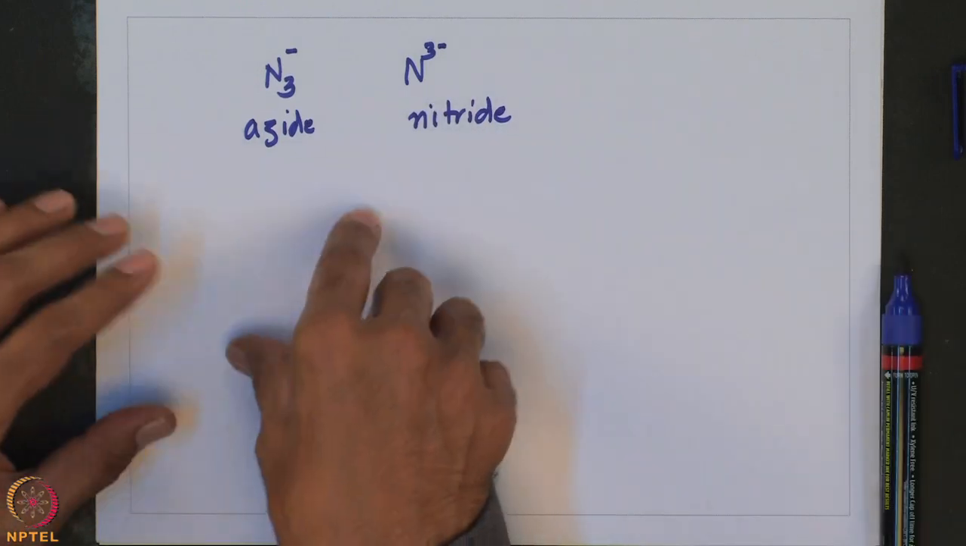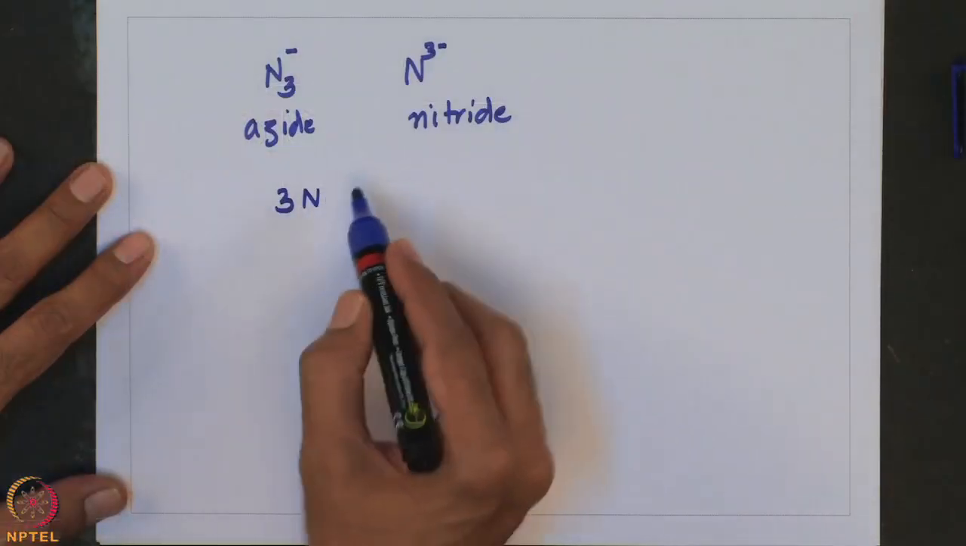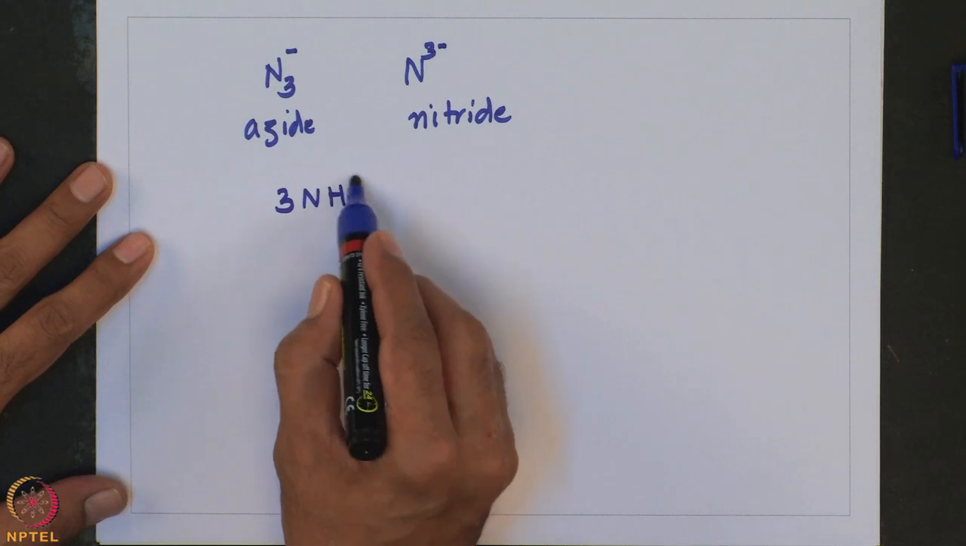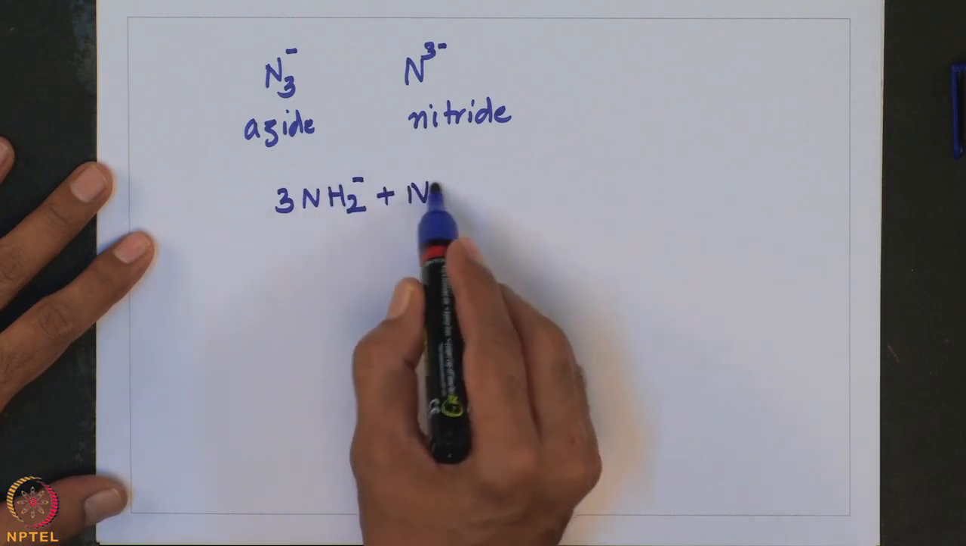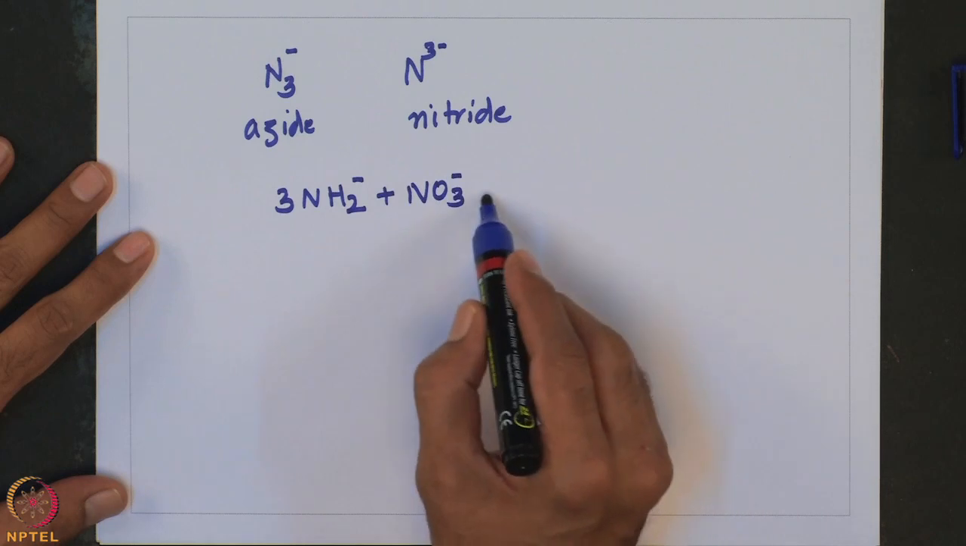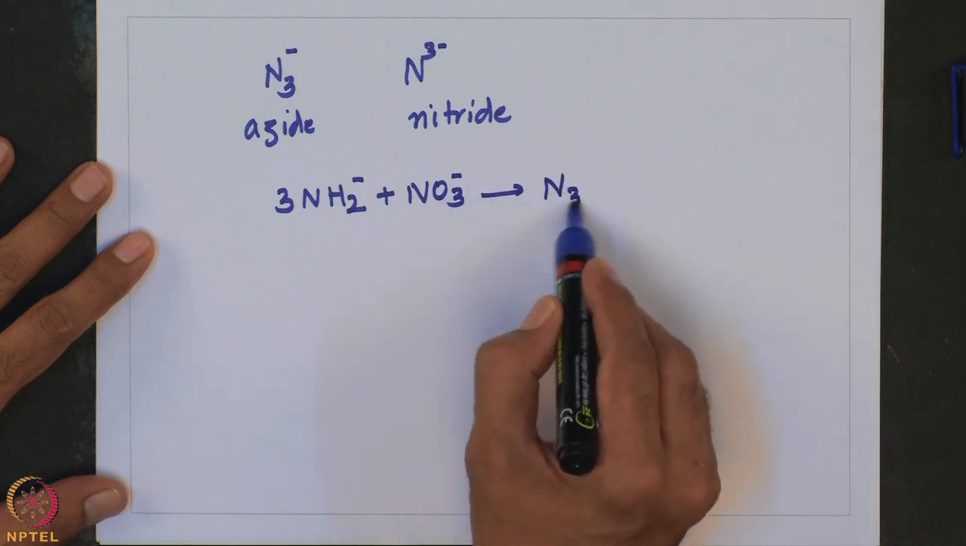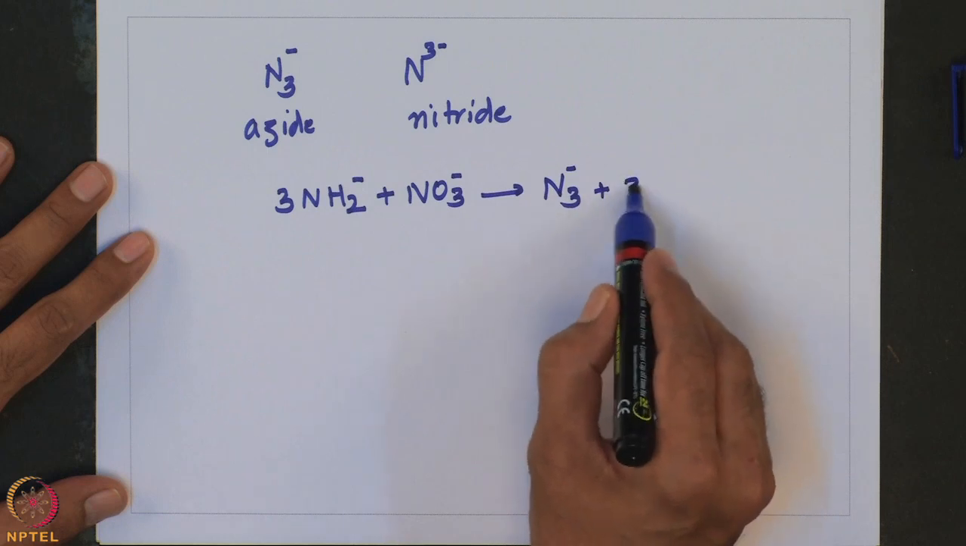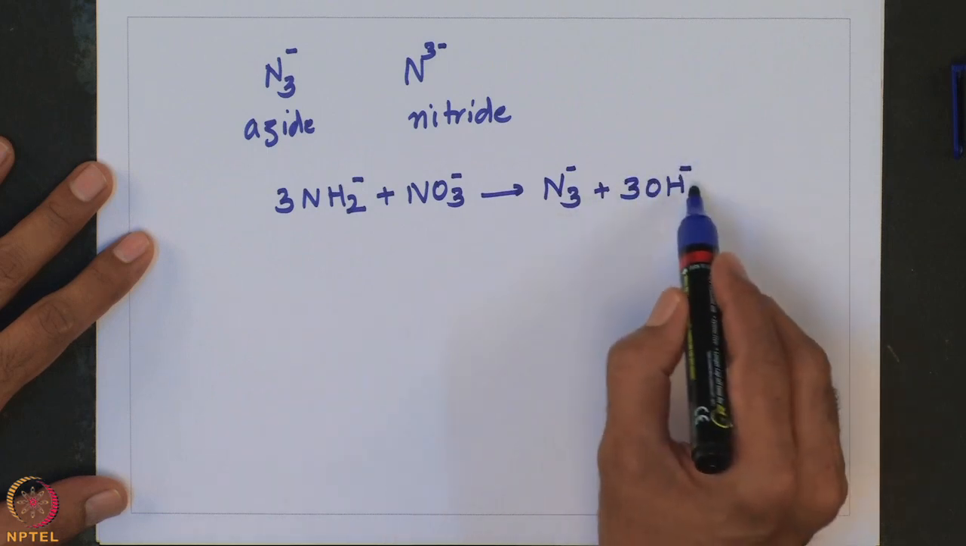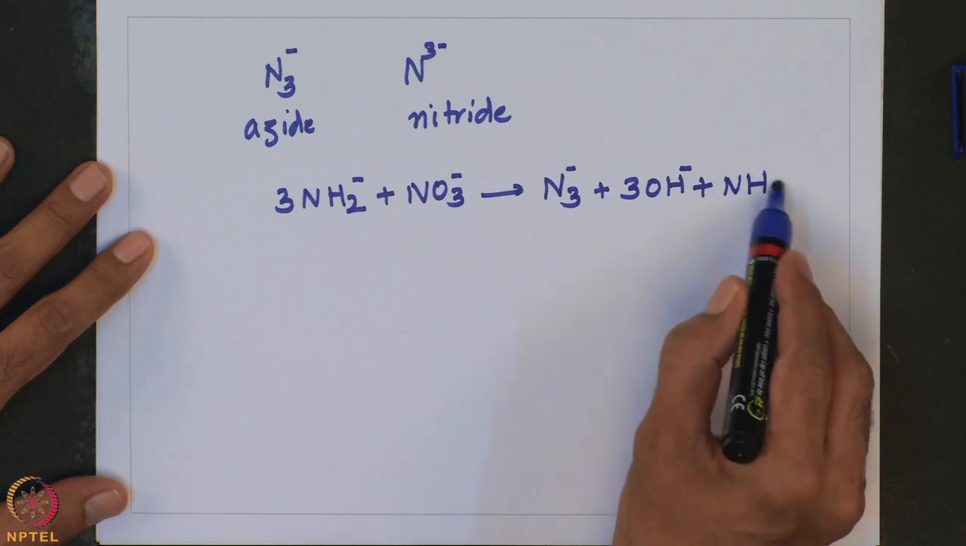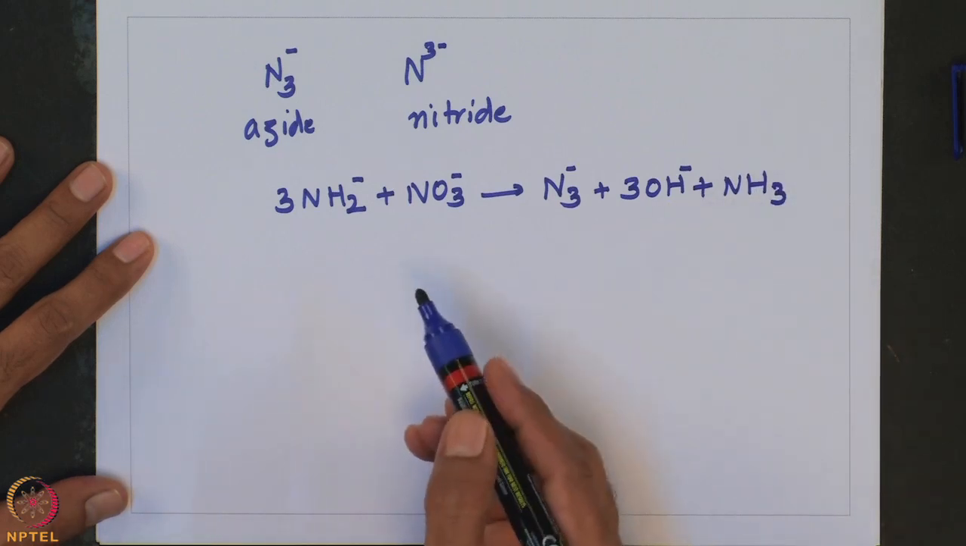So, azides in which nitrogen is present as N3 minus may be synthesized by the oxidation of sodium amide with either NO3 minus ion or N2O at elevated temperature. For example, NH2 minus reacts with NO3 minus to give N3 minus. Or one can also start from N2O.